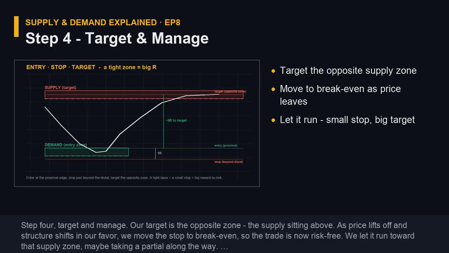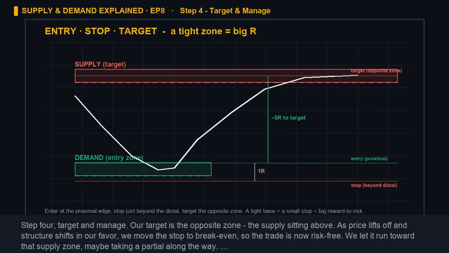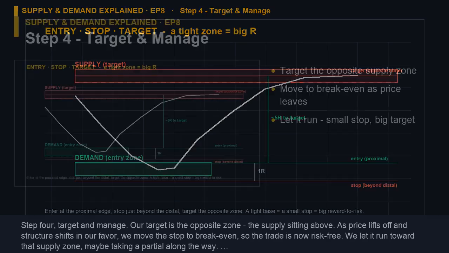Step 4. Target and manage. Our target is the opposite zone, the supply sitting above. As price lifts off and structure shifts in our favor, we move the stop to break even, so the trade is now risk-free. We let it run toward that supply zone, maybe taking a partial along the way. Small stop, distant target. This one setup pays several times what we risked.